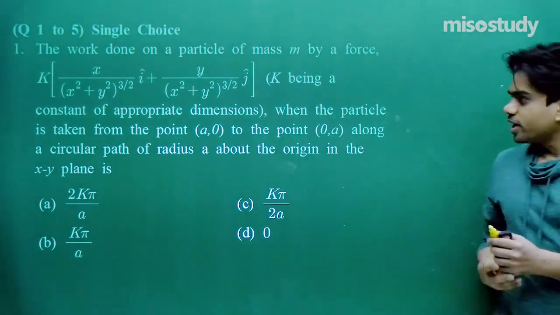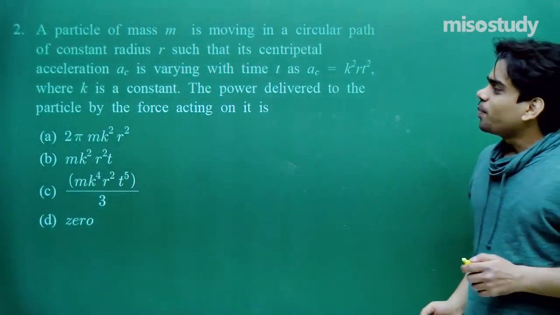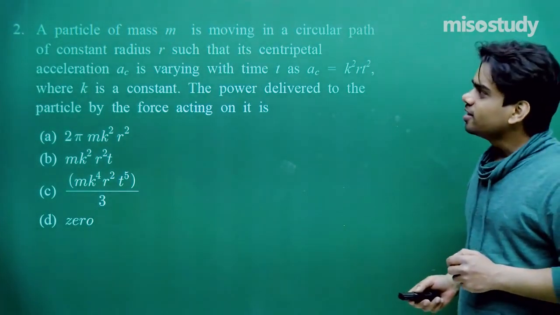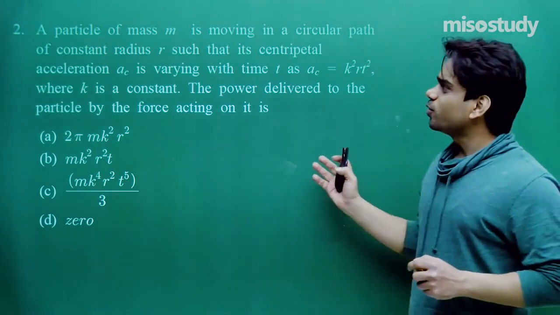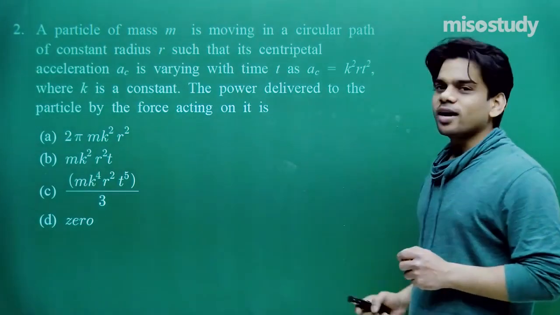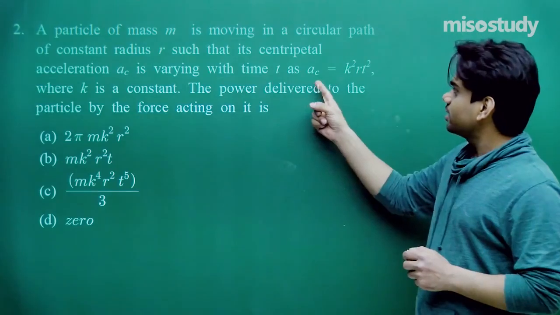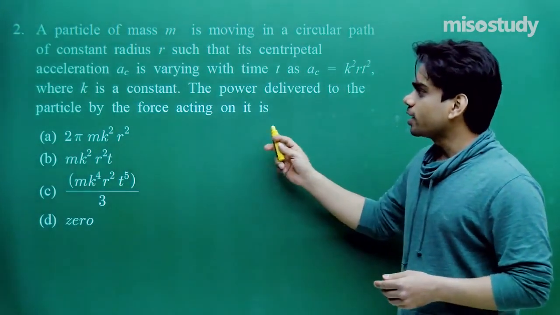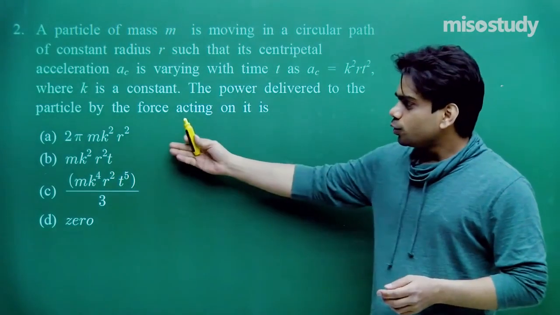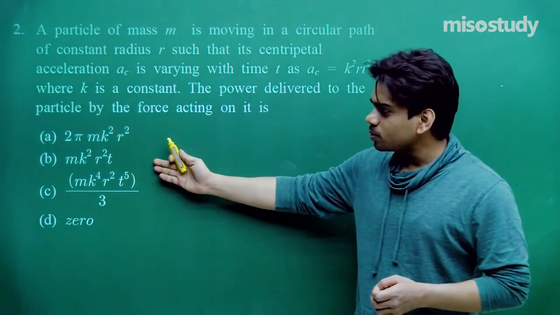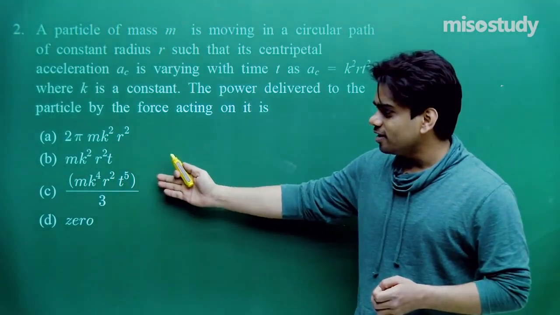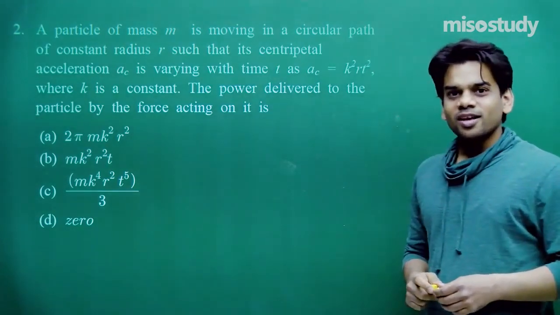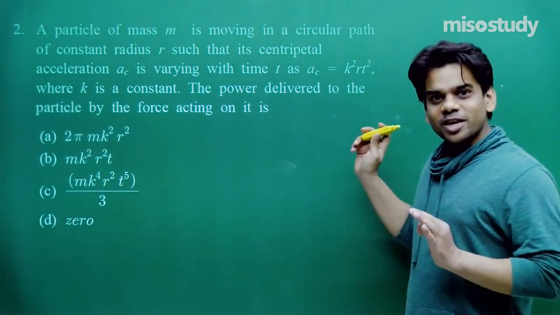Next question of the day: a particle of mass m is moving in a circular path of constant radius r such that its centripetal acceleration AC varies with time t as AC equals k square r t square, where k is a constant. The power delivered to the particle by the force acting on it is: A, 2 pi m k square r square; B, m k square r square t; C, m k power 4 r square t power 5 by 3; and D, 0.